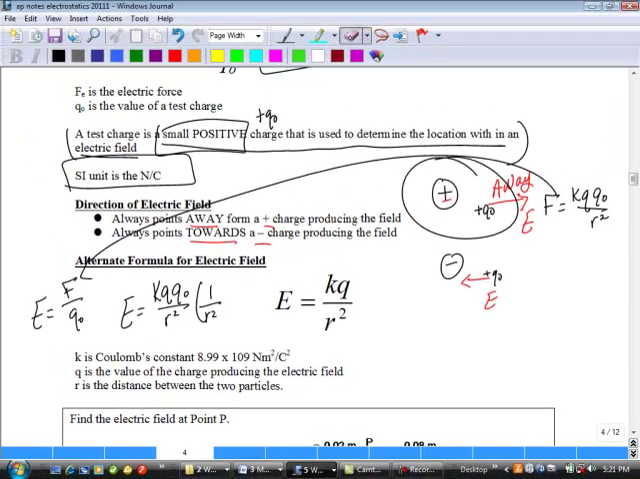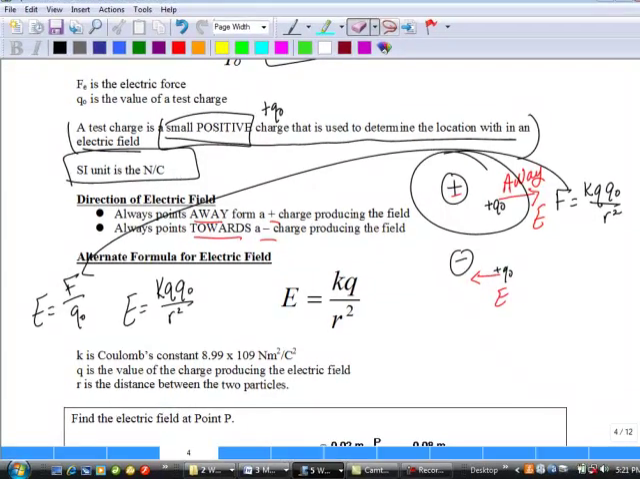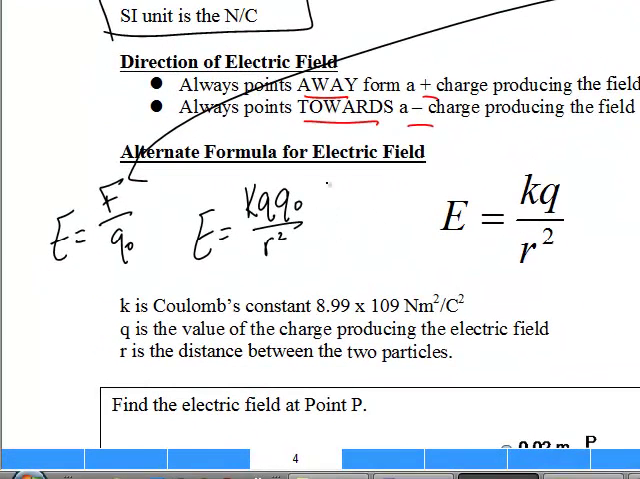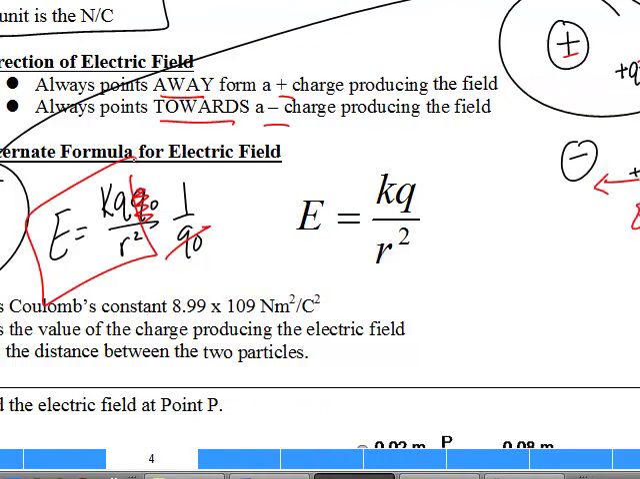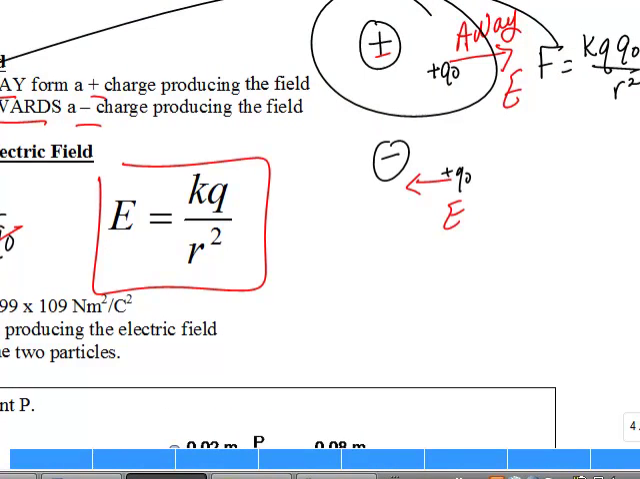Nope, didn't do that right. I'm so sorry. That over Q0. Wow, I'm like tired. And so, right there, plug it into that formula, not the other one. What happens then is this Q0 will cancel, and so I'm left with this formula that you will use a whole bunch until you get sick of it, which is kQ over r squared.